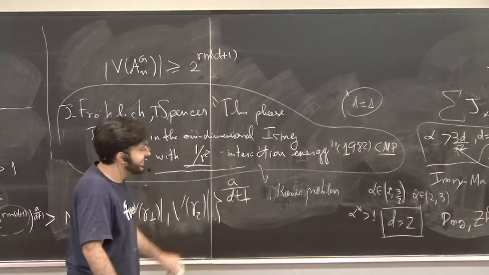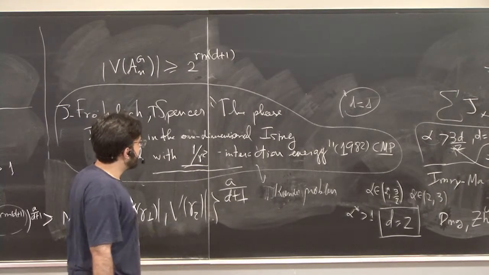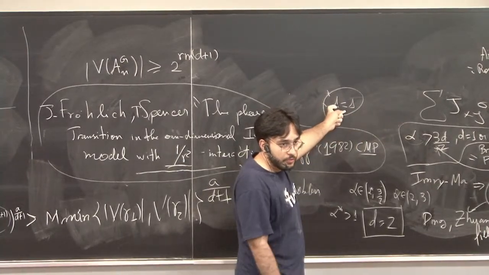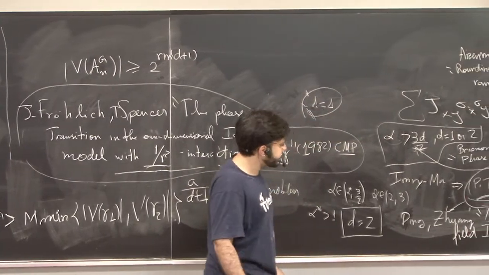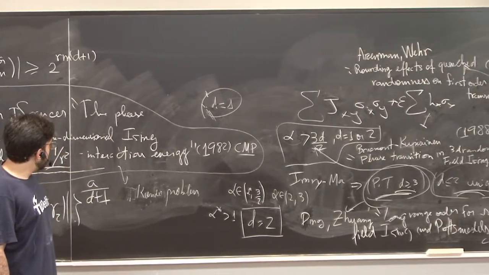The guy will be here next week also. The guy that solved this problem, the random field in D equals 1, he will be here.